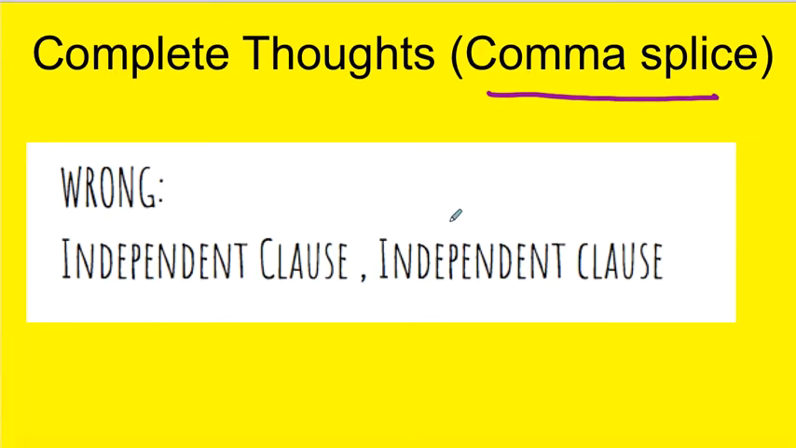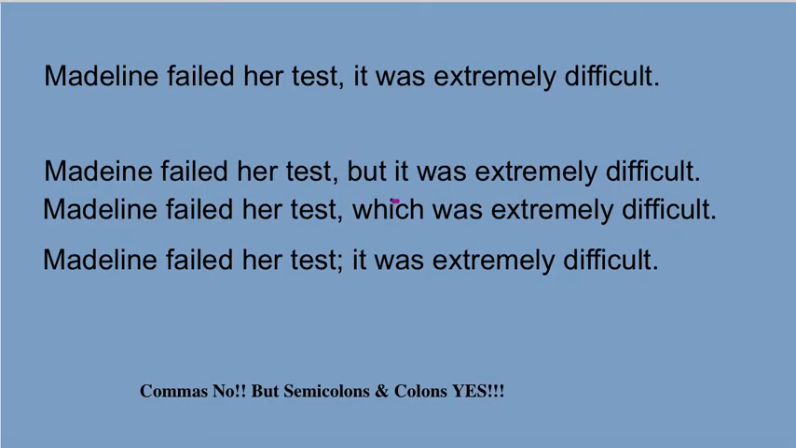So it would be wrong for you to have an independent clause, comma, independent clause. Because remember, independent clauses are complete thoughts or sentences. You should just use a period to separate two independent clauses, or a semicolon, or a colon. So let's look at some examples.